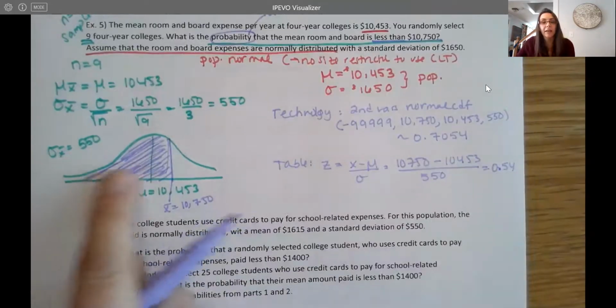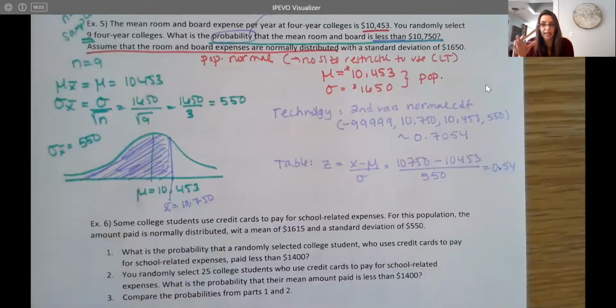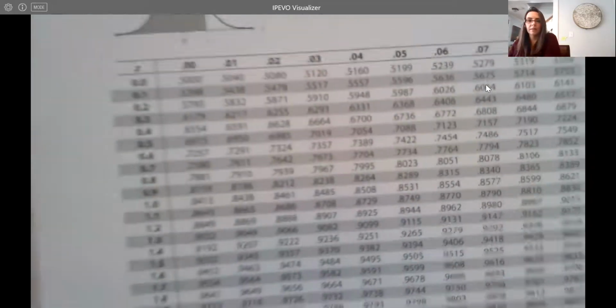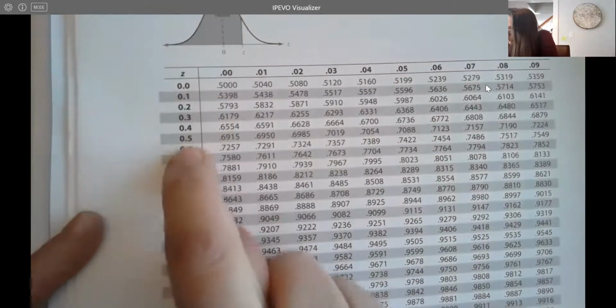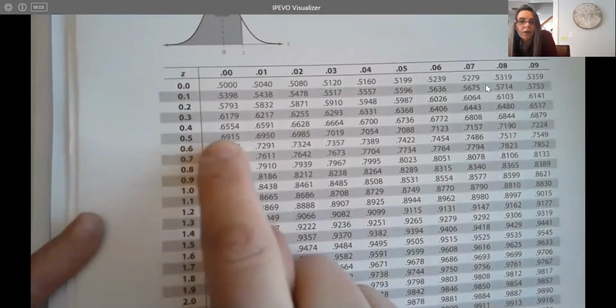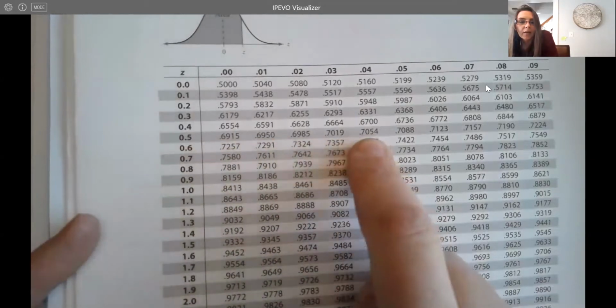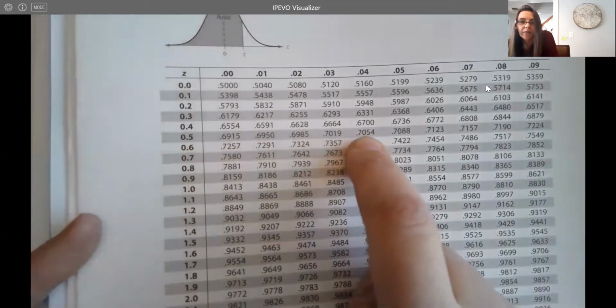Now I'm looking at the area to the left, so this one's a little bit nicer. I can just use the table at the back of the book because they're already set up for areas to the left. Whereas in the last example, I had to actually subtract them to find the area in between. So I'm going to go to my positive z table here. I'm looking for 0.54. So 0.5, and then I'm going to go over to 4, and I get 0.705.